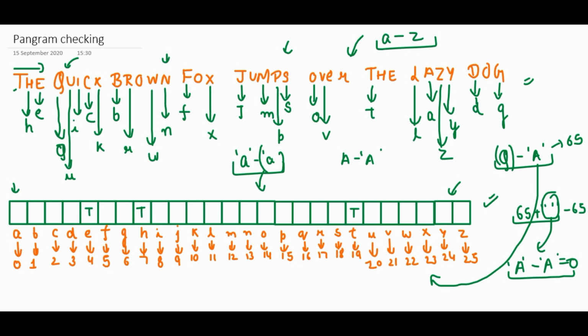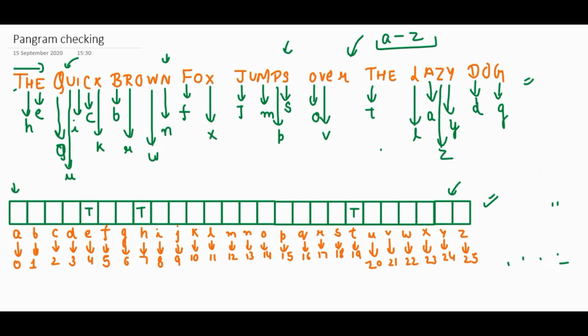Okay, so now let's continue our approach. First let's erase it, and now let's continue. Okay, so we found Q, we made it true. Now we are at U. So U is here, we will make it true. Then I is also true. Then I've reached C, we will make it true. Then I reached K, I'll make it true. Same way I'll continue. B, making it true.